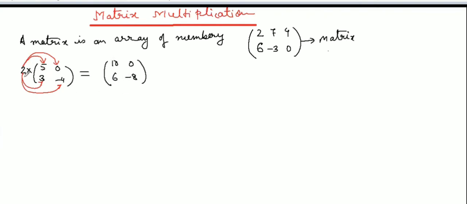So here 2 is called a scalar. 2 is the scalar here. That's why this is called scalar multiplication.